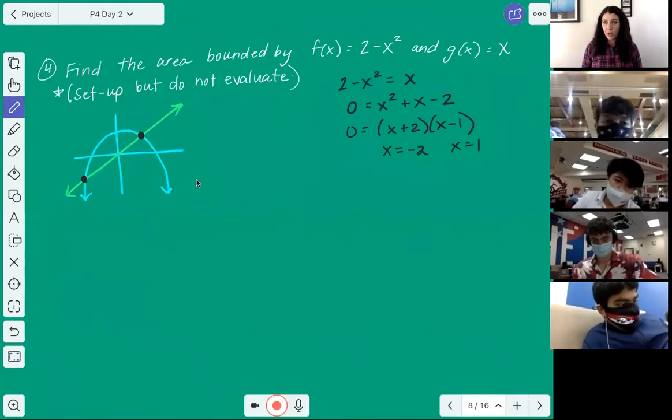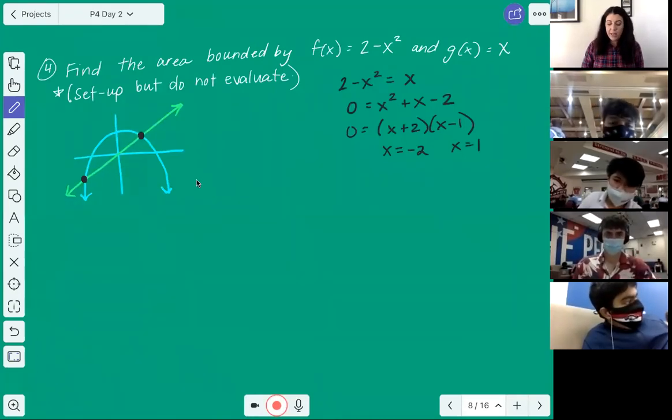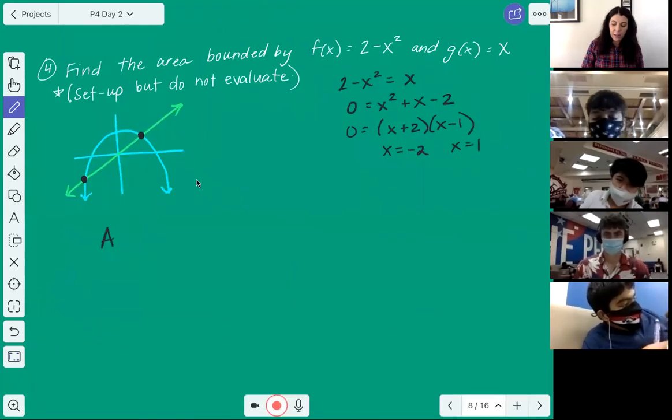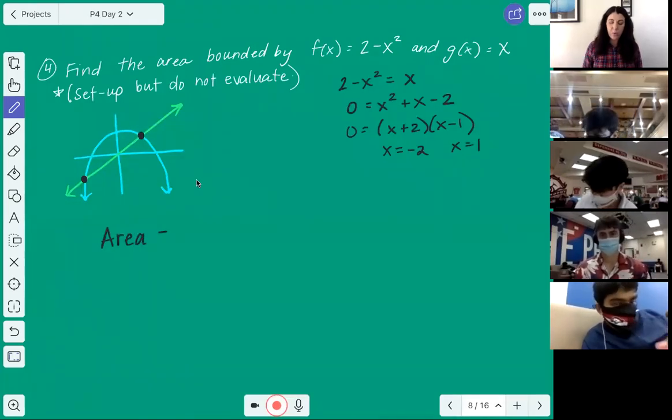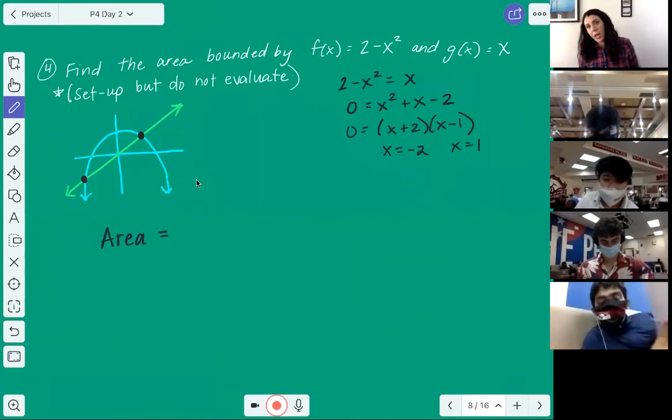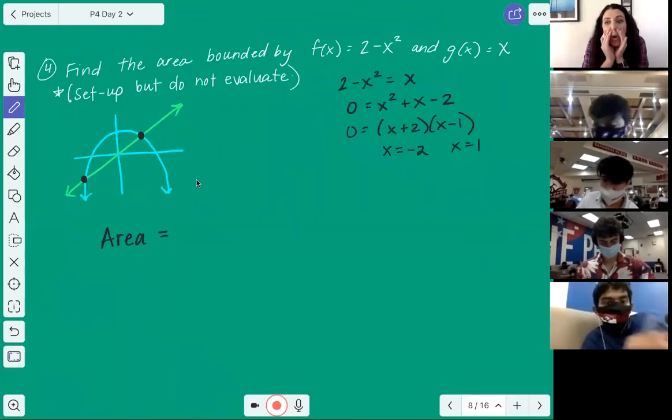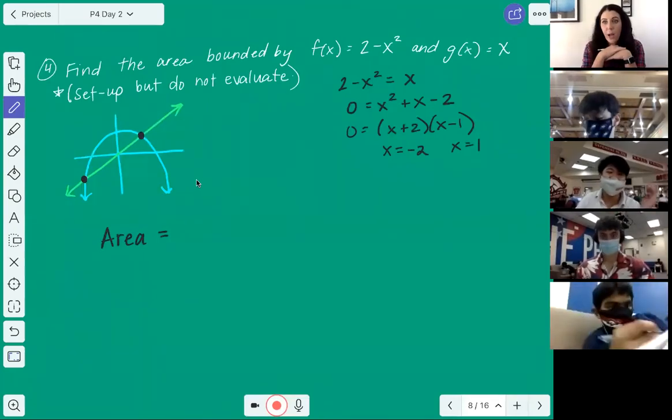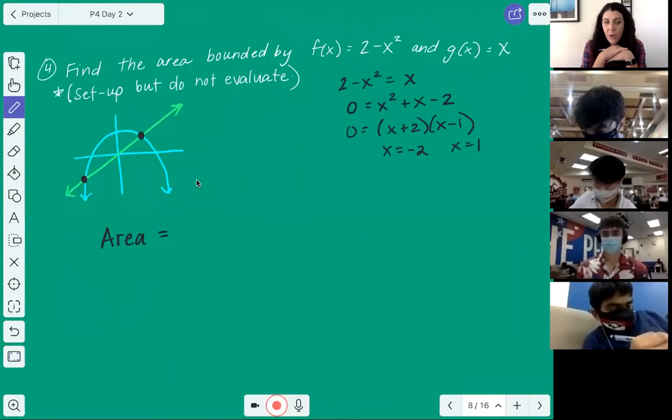So now we can set up our integral. You should always be labeling what it is you're finding. So what we're finding is area. So you should write area equals. Ms. Toshner, can I write A equals? No, you cannot. Here's why. We're actually going to use A for other things going forward. So A is going to be taken.